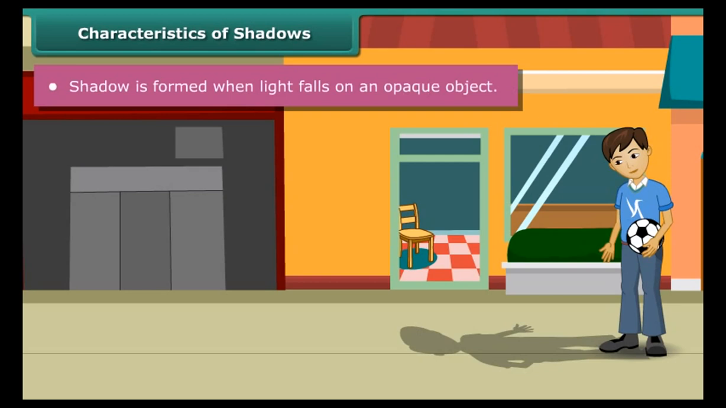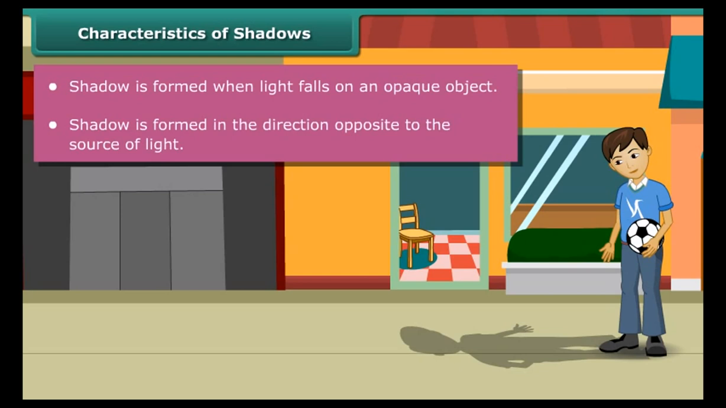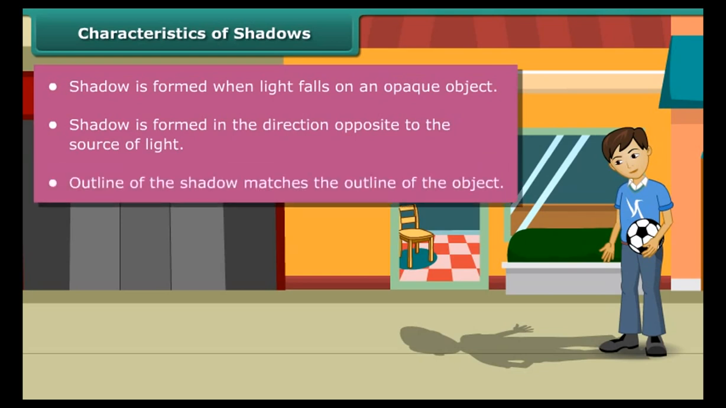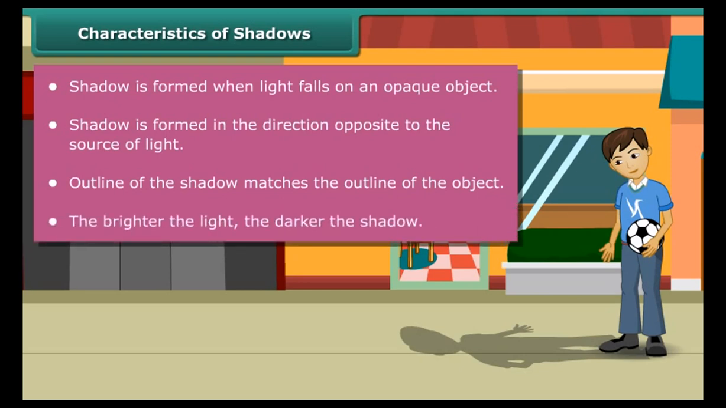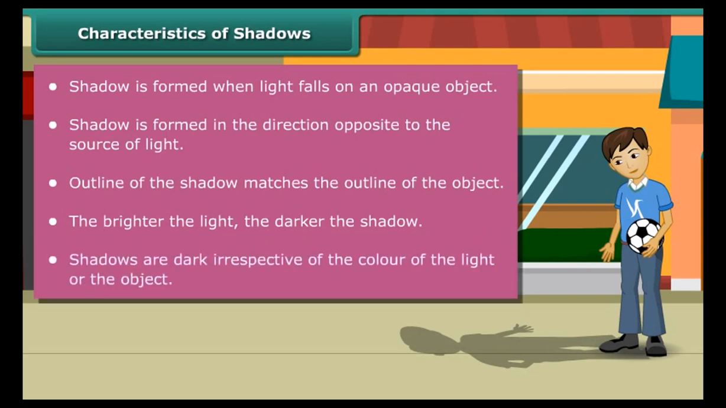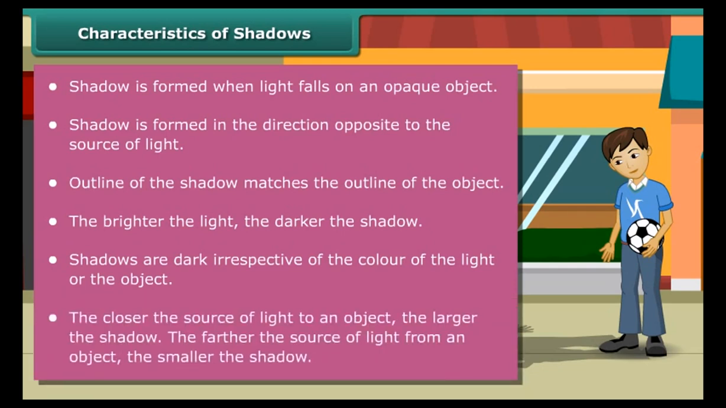Shadow is formed when light falls on an opaque object. Shadow is formed in the direction opposite to the source of light. Outline of the shadow matches the outline of the object. The brighter the light, the darker the shadow. Shadows are dark irrespective of the color of the light or the object. The closer the source of light to an object, the larger the shadow. The farther the source of light from an object, the smaller the shadow.